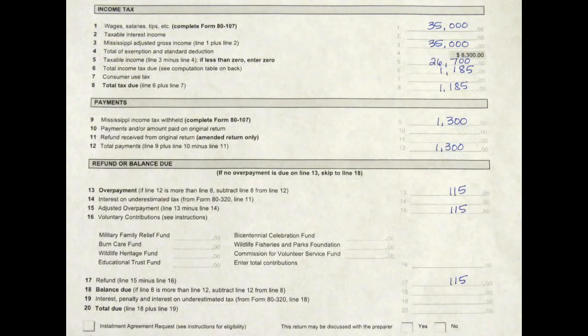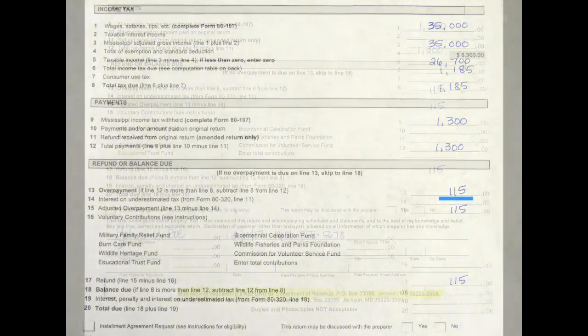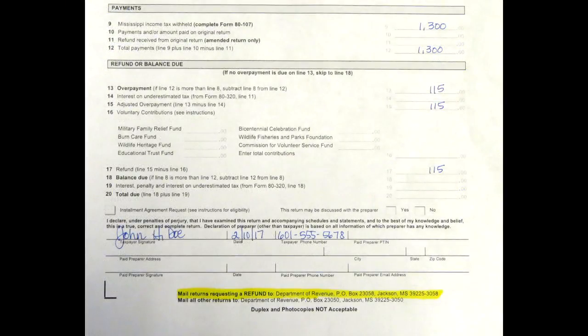If the amount of your withholding entered on line 12 is more than the tax due on line 8, you have an overpayment and this amount is entered on line 13. So go ahead and subtract line 8 from line 12 and enter it on line 13. If you would like to make a voluntary contribution to any of the 7 funds listed here, enter the amount and the total of these on line 16. Your refund due is the amount of overpayment on line 13, less any voluntary contributions on line 16. This amount will be entered on line 17.